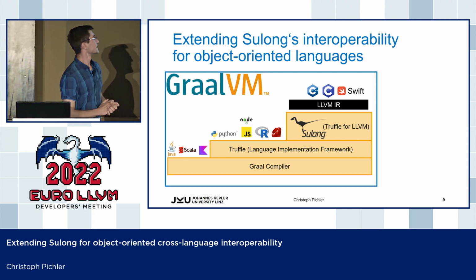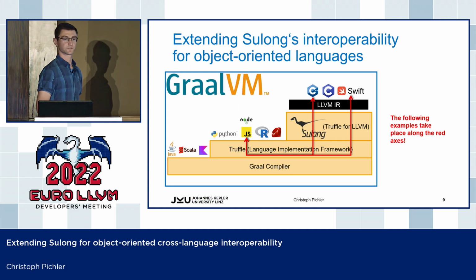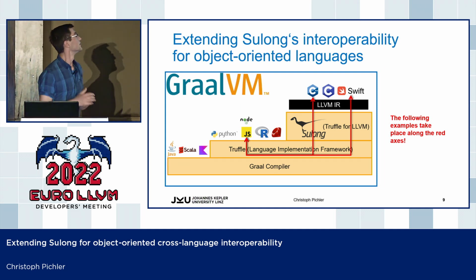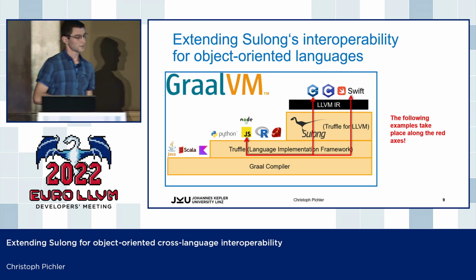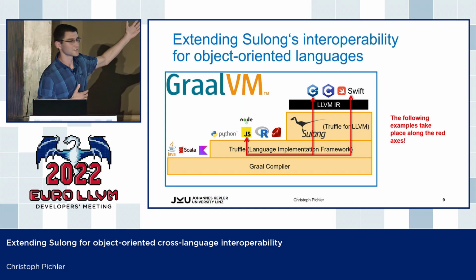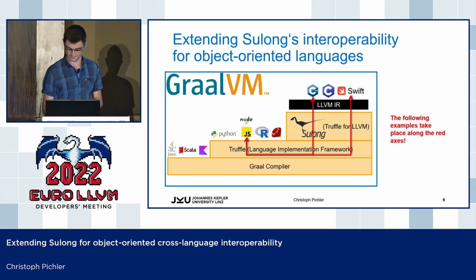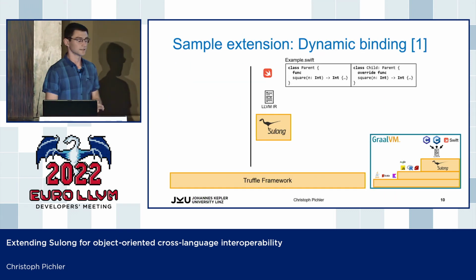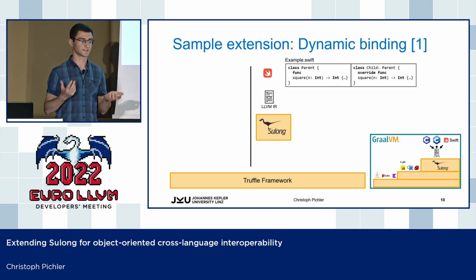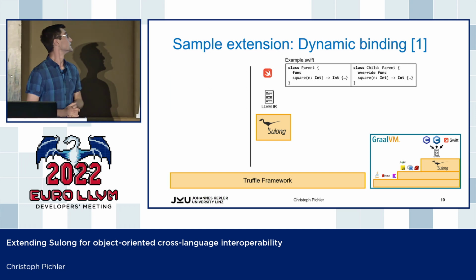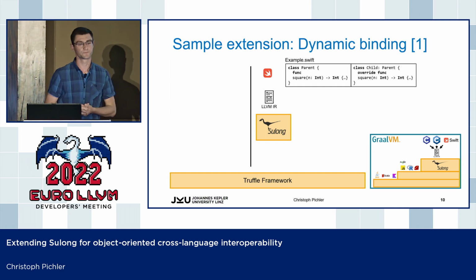So what I did now is the extension for object-oriented languages, in this case for C++ and Swift. And the examples I show today live, so to say, in the area where the red arrows are. For example, I use JavaScript as the foreign language here. You could use Python, for example, also. And there were several changes necessary to make object-oriented source languages work. I cannot present everything today, so dynamic binding is just one of them.